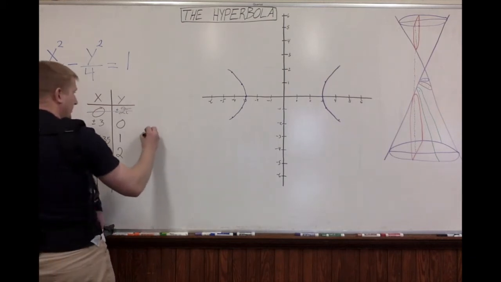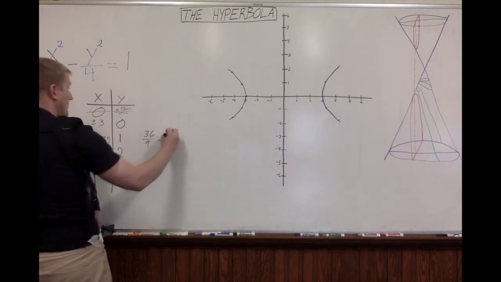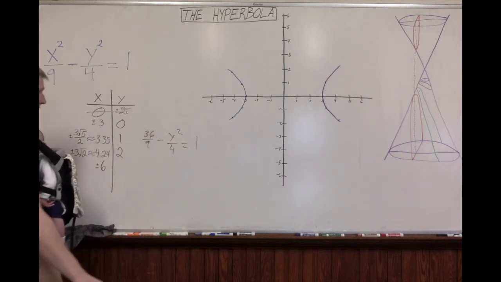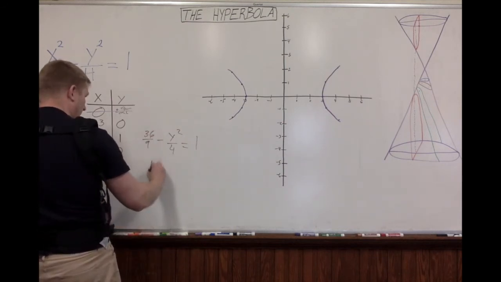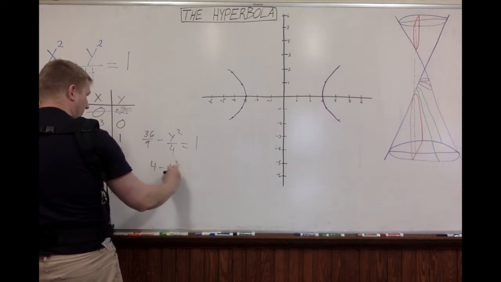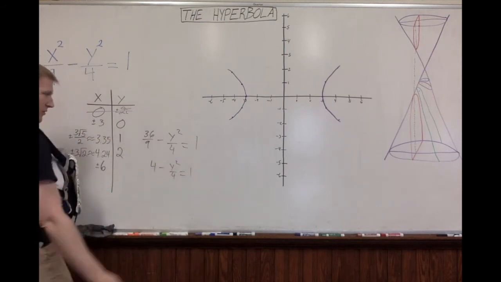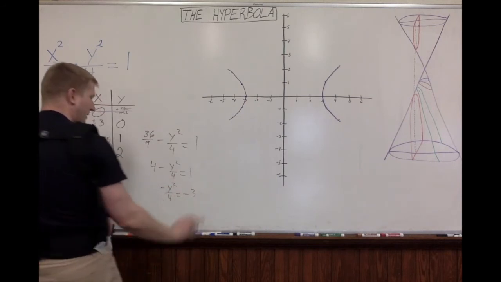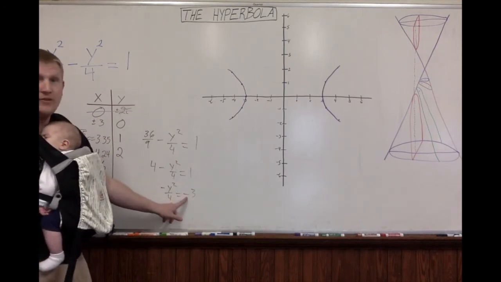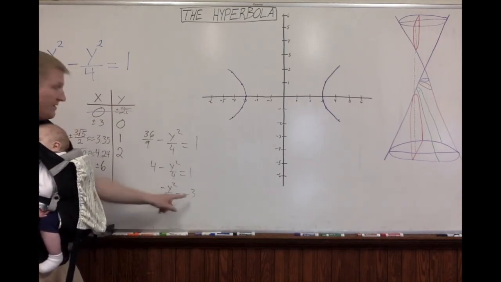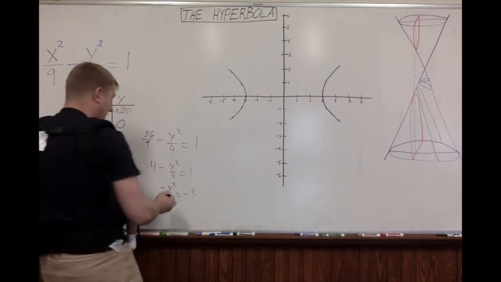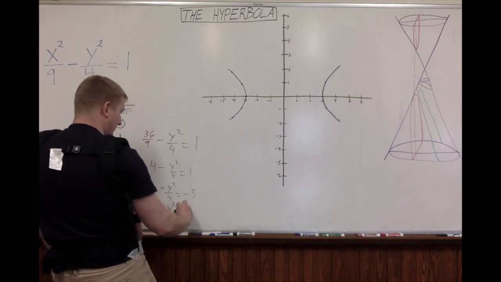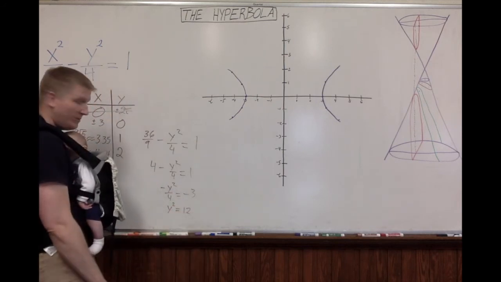So if x equals 6, that's going to get us 36 over 9 minus y squared over 4 is equal to 1. 36 over 9 is going to be 4 minus y squared over 4 is equal to 1. Subtract 4 from both sides. We get negative y squared over 4 is equal to negative 3. Now we have a negative number on the right-hand side already, so when we get rid of this negative, that's going to become positive. Multiply both sides by negative 4, we get y squared is equal to positive 12. Negative 3 times negative 4 is going to be positive 12.